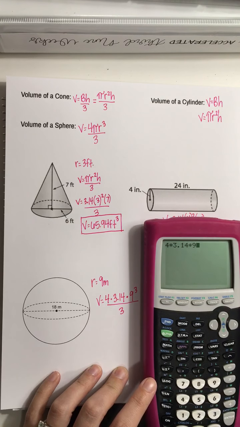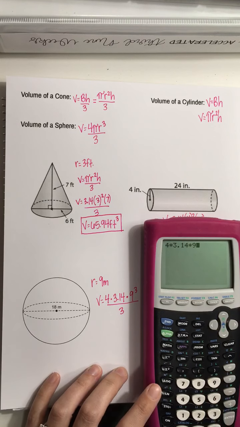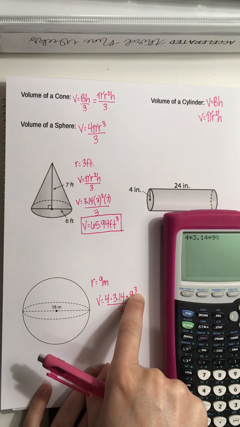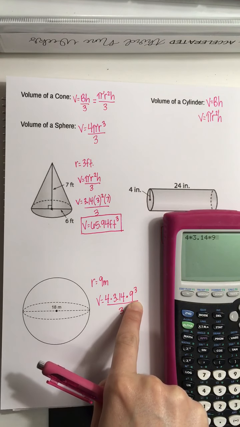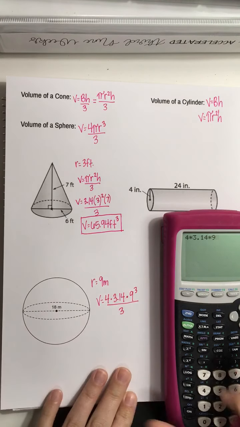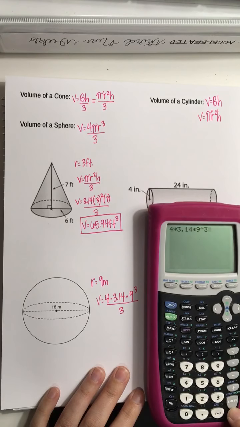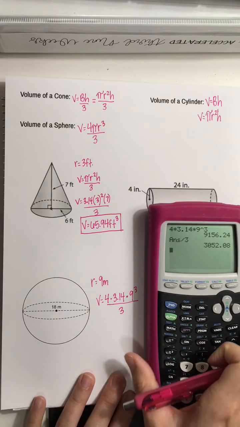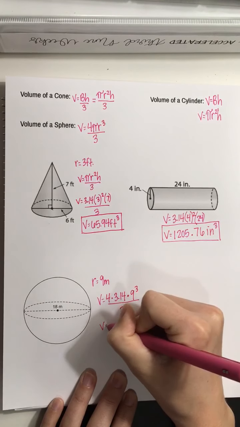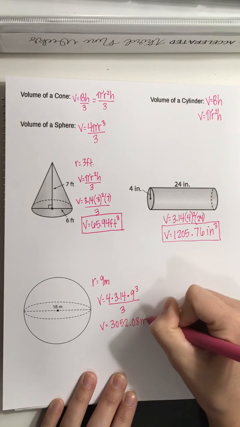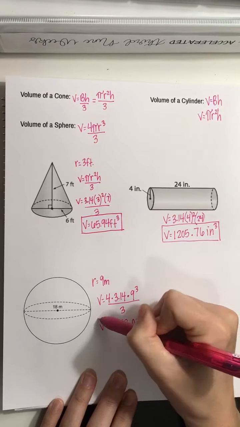Now, if you don't have a calculator like this, again, in your regular calculator, if your calculator doesn't have a cubed, then you can just type in 9 times 9 times 9, and then put that number into your calculator. But I'm going to do 9 to the 3rd power divided by 3. All right, so we should get 3,052 and 8/100 meters cubed. Very good.